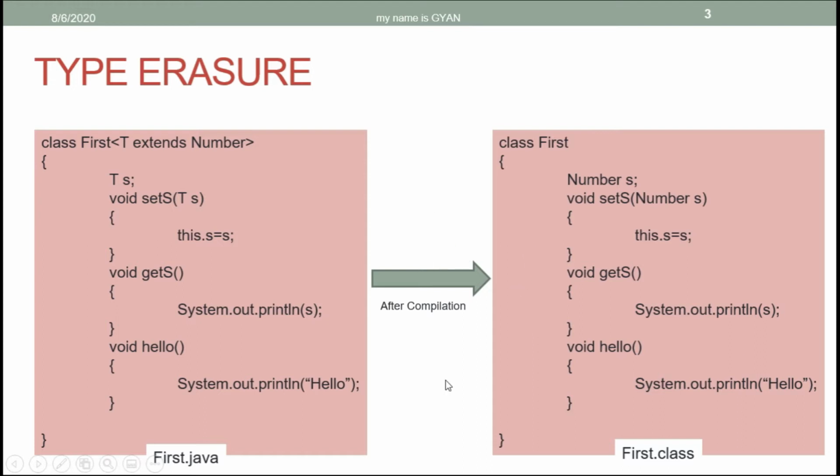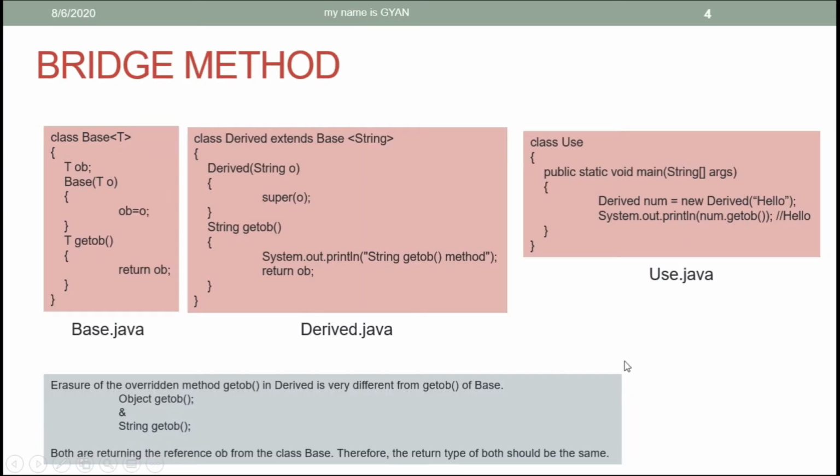Now, there are various conflicts that arise because of the type erasure. Now, let's see the concept of bridge method. Here we have two Java files, Base.java and Derived.java. In Base.java, we have the class Base with the type parameter T and we have a reference variable ob of type T. In the Derived.java, we have the class Derived which extends Base.